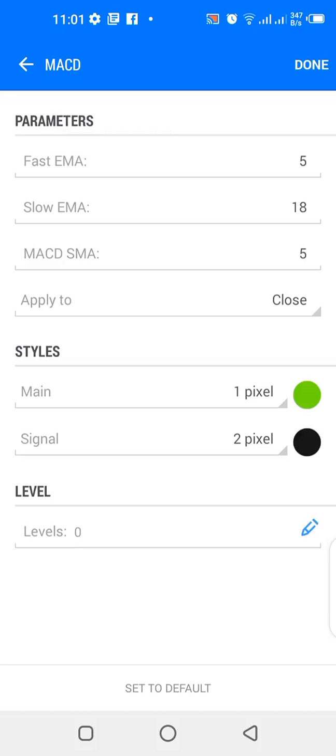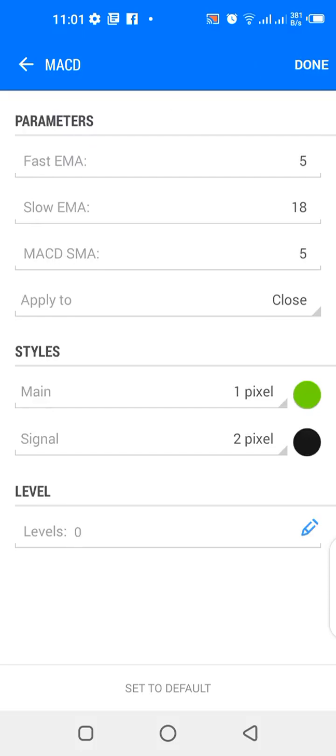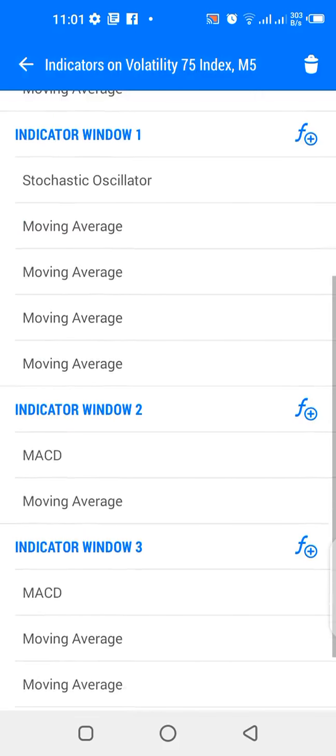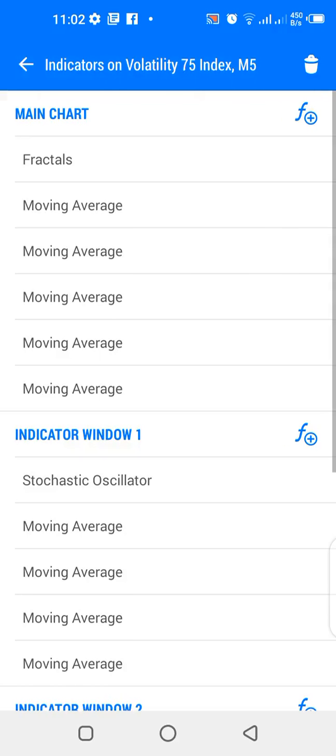And the level is 0. Okay, for the moving average, still on indicator window 2, we have 1 period moving average. Shift is 0. Method is linear weights applied to previous indicators data, and the color is red. So let's go to the chart.